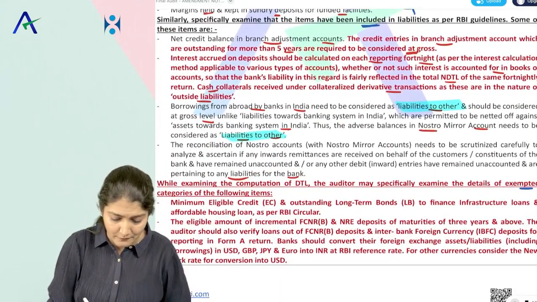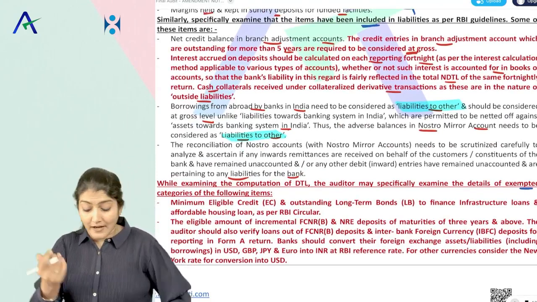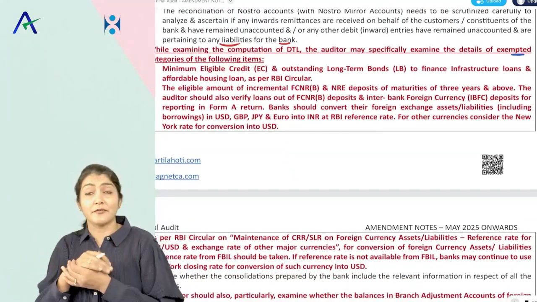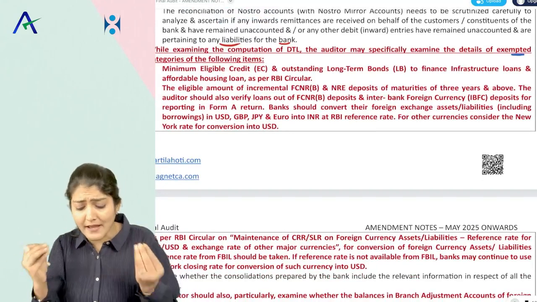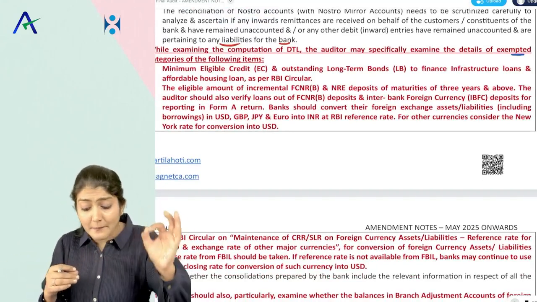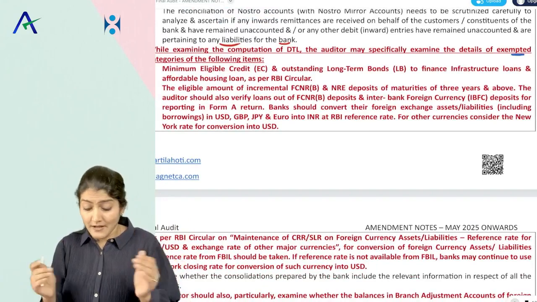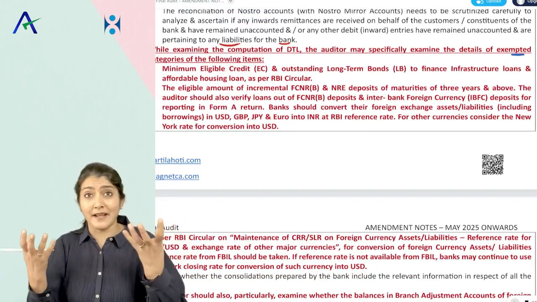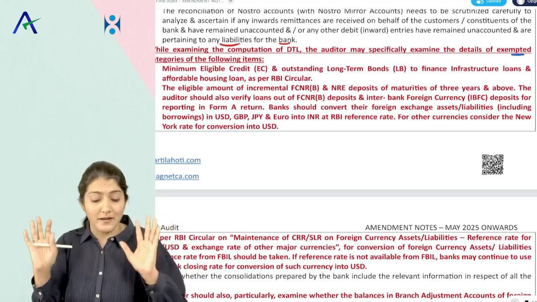How many points do we have over there? 4 points over here. Right. Then while examining the computation of DTL, the auditor may specifically examine the details of the exempted categories of the following items. Right, so these are exempted categories. So again, it's what is excluded, not to be considered.